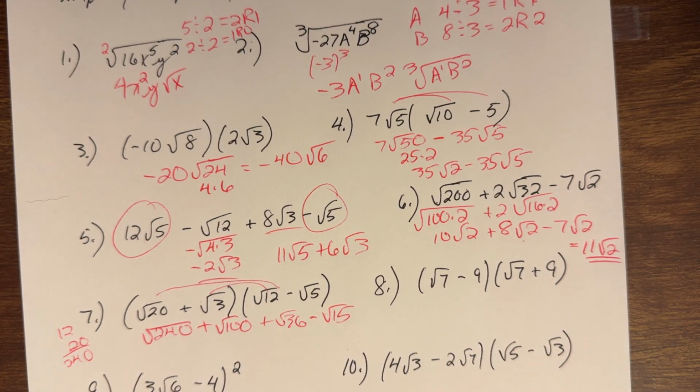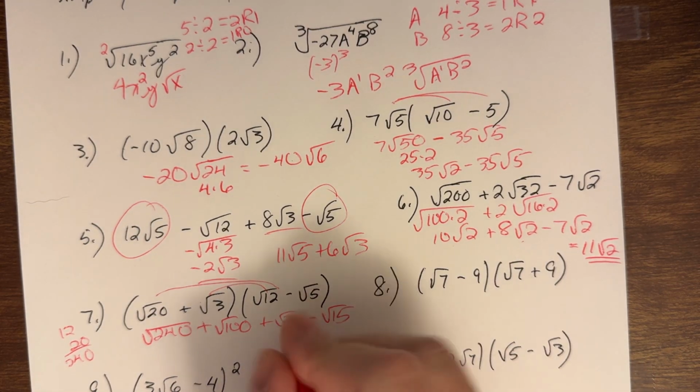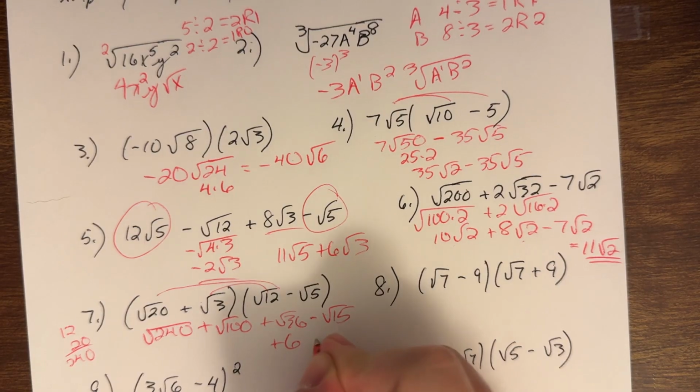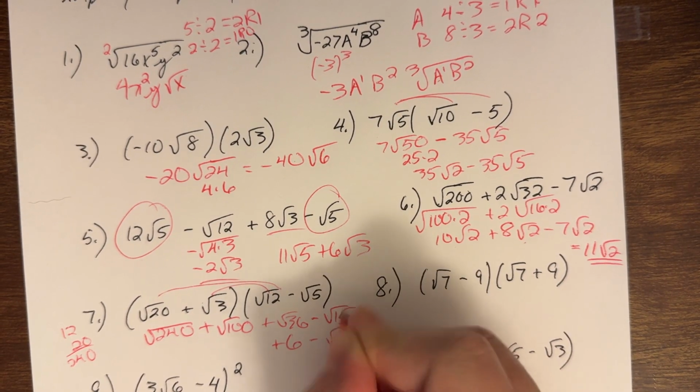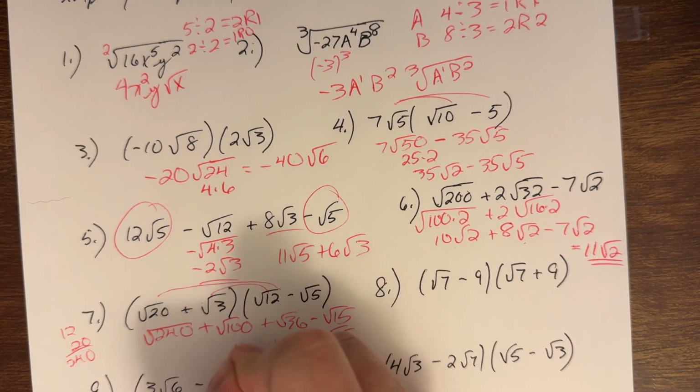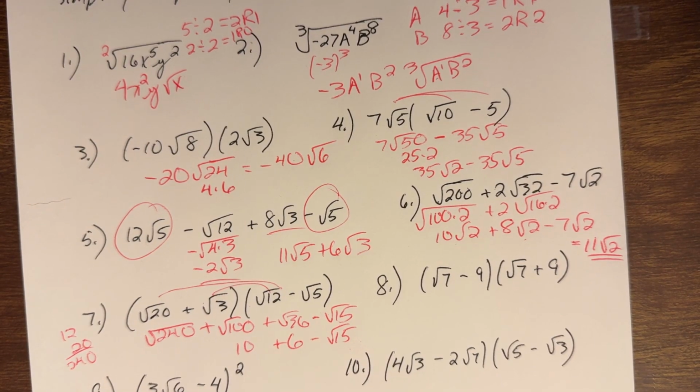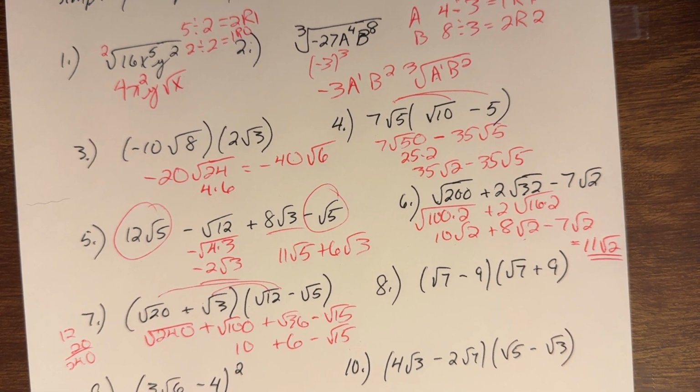Well, let's start thinking. What do we have here? Well, 36 is a perfect square. That's a clean 6. The radical 15, that's not going anywhere. The 100, that's a clean 10. What about the 240? Well, we can think about it for a moment.